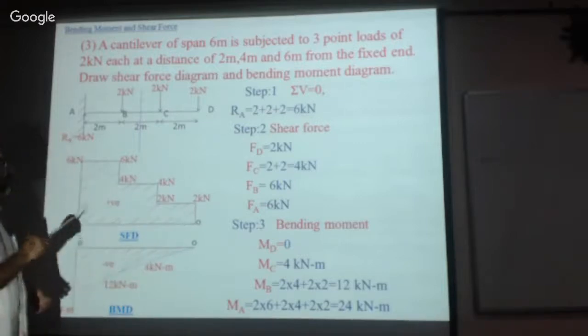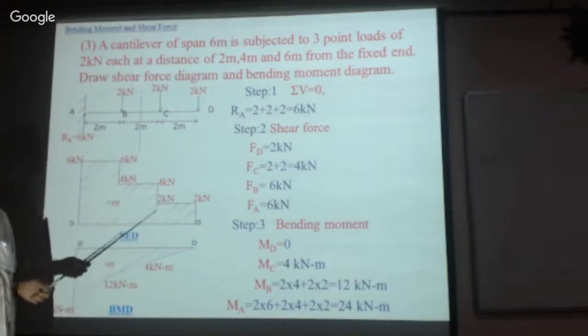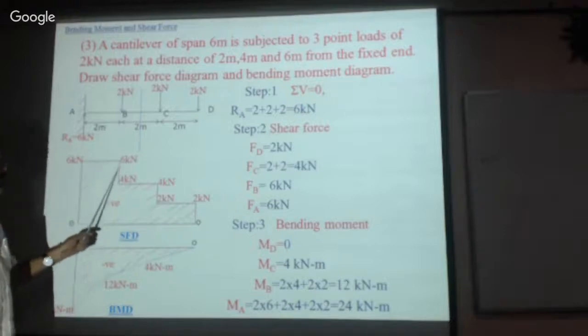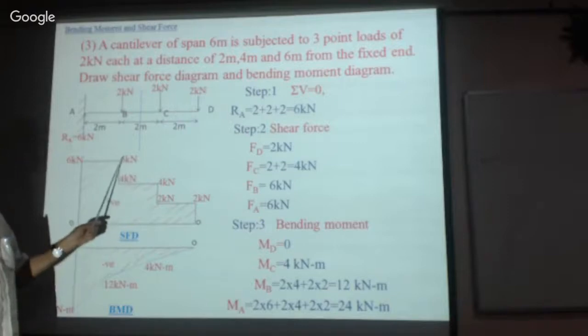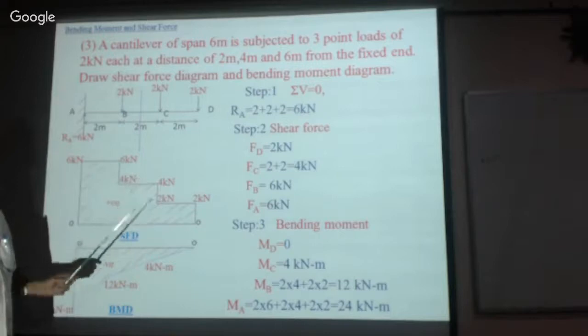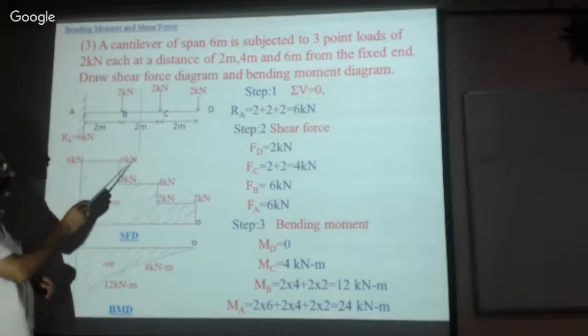Now this is the variation of the shear force diagram, isn't it? If somebody asks, what is the shear force at A? Shear force at A is 6 kilonewton. Now at point B, what is the shear force? It is 4 kilonewton or 6 kilonewton. We have to develop the beam for 6 kilonewton shear force. There are two values at this point, one is 6 kilonewton, the other is 4 kilonewton. Therefore, we need to provide the beam for 6 kilonewton shear force, isn't it?